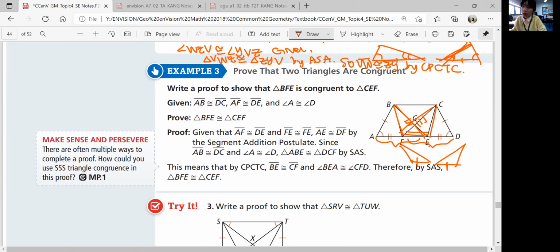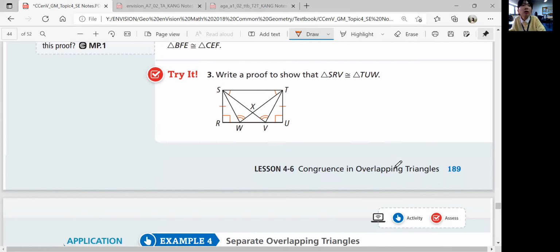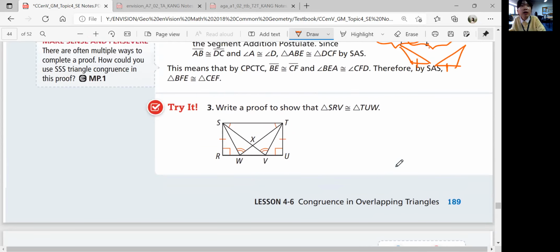Okay. So let's look at try question number 3. Let's write a proof to show that triangle SRV is congruent to TUW. Come back when you're ready.